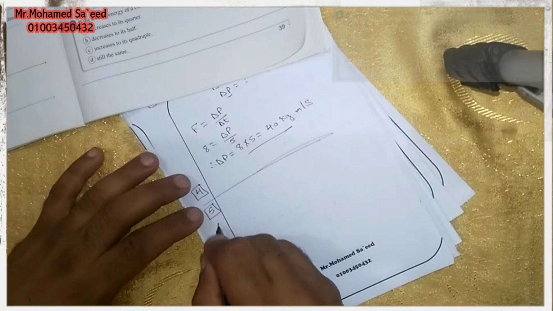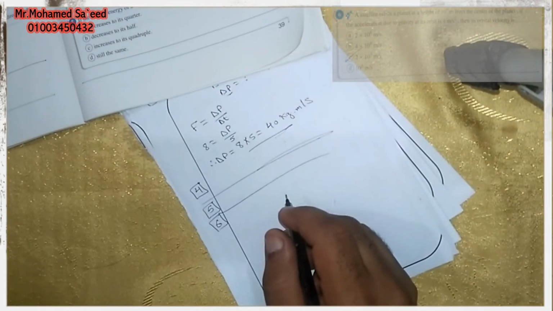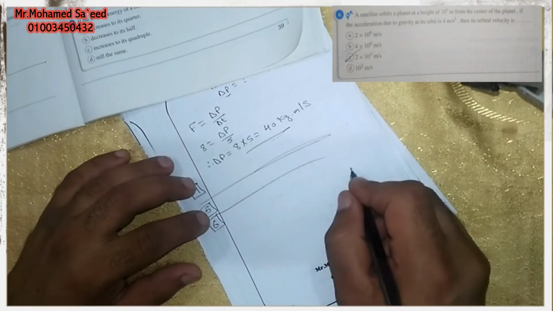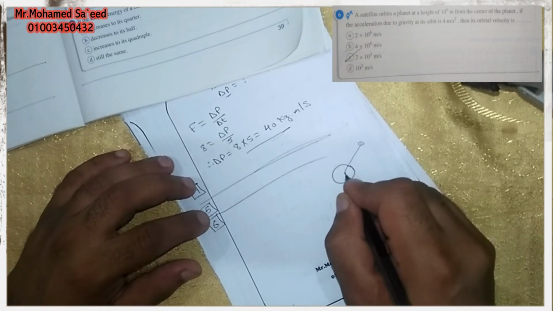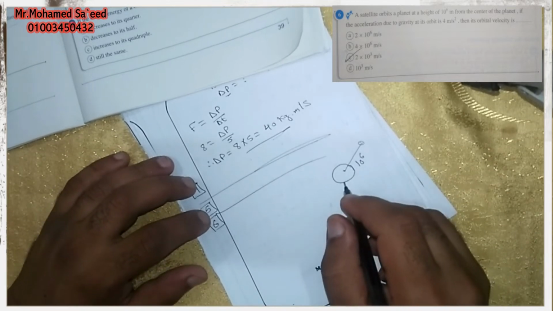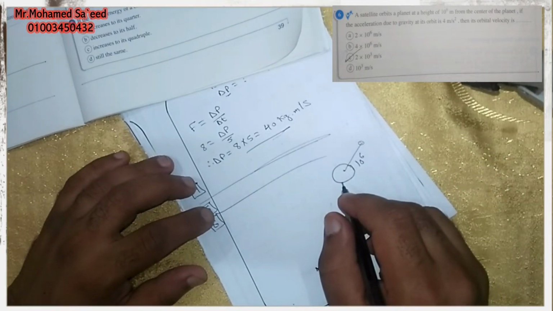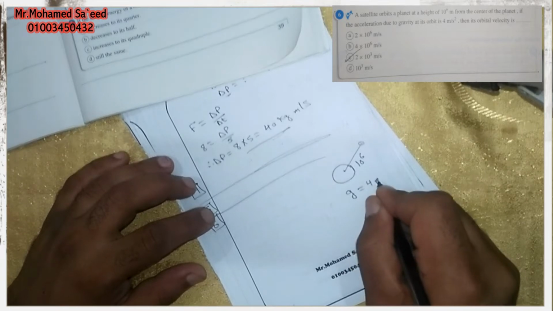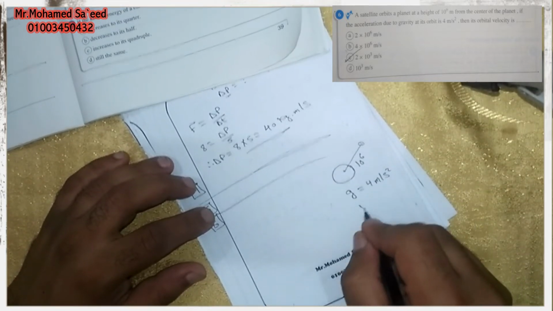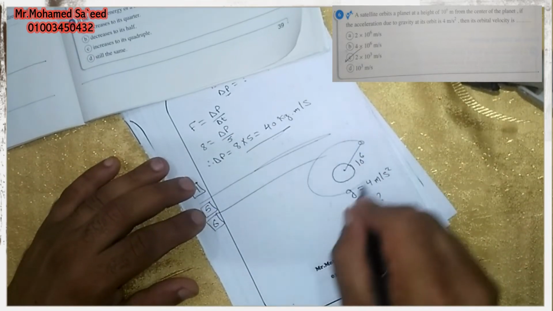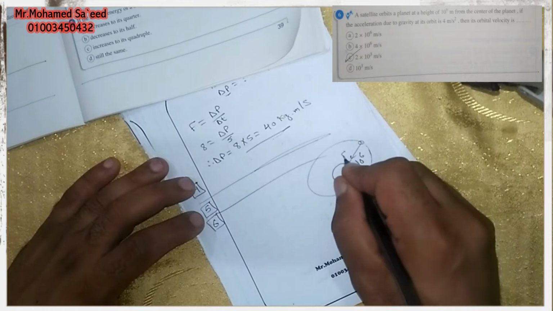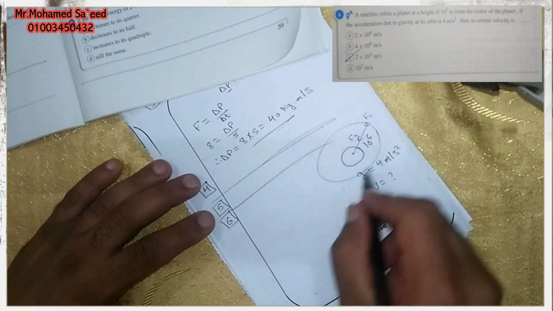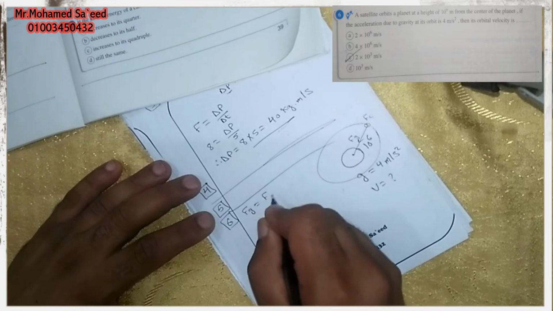Okay, another question, number 6. A satellite orbits a planet at a height of 10 power 6 meters from the center of the planet. If the acceleration due to gravity g equals 4 meters per second square at this place, then orbital velocity v equals what? We have learned before the satellite orbits the planet under two forces, gravitational force and centripetal force. The satellite orbits the planet when gravitational force equals centripetal force.